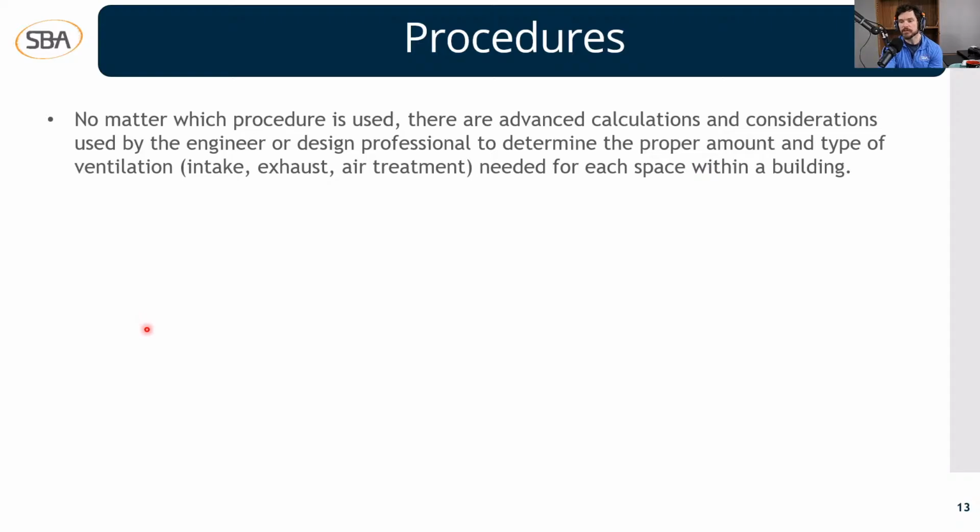Now, no matter which procedure we use, there are advanced calculations and consideration used by the engineers who are designing this. This is to determine the proper amount and type of ventilation that we need, whether it be intake, exhaust, or air treatment. And again, this is needed for each particular space within a building.